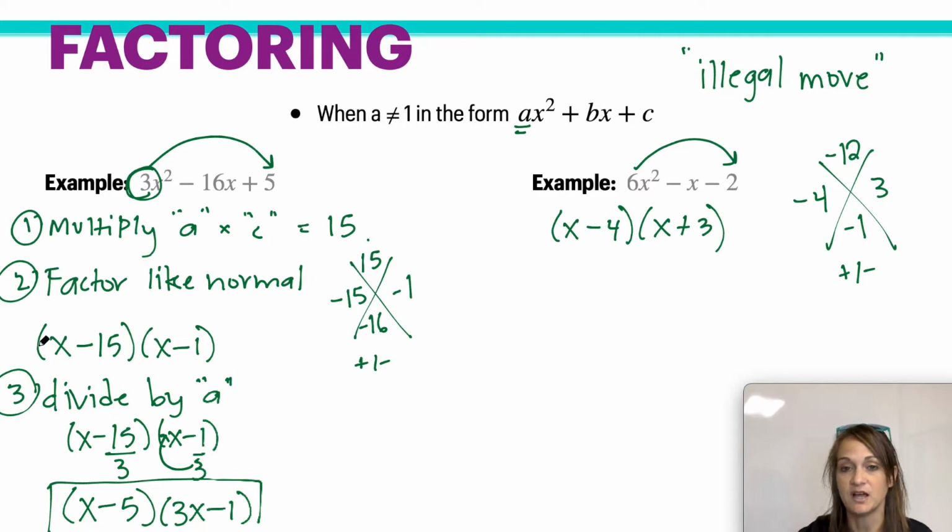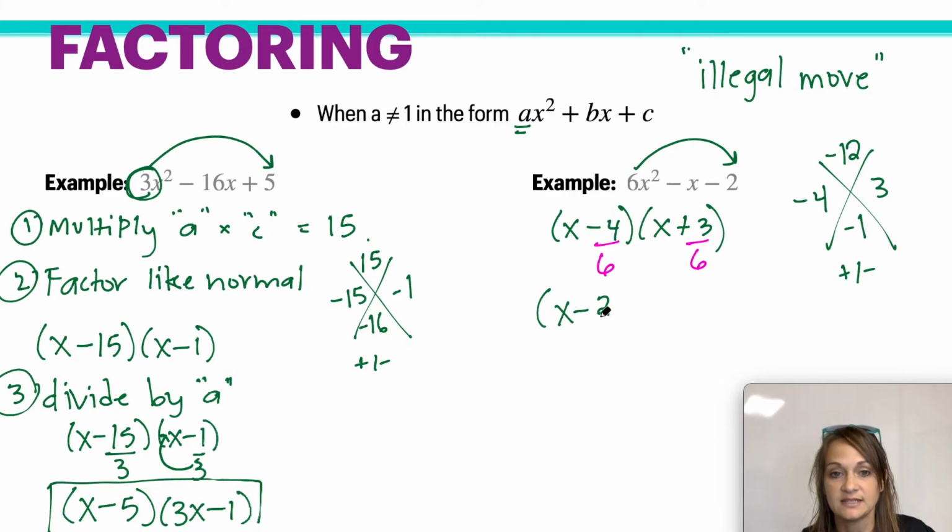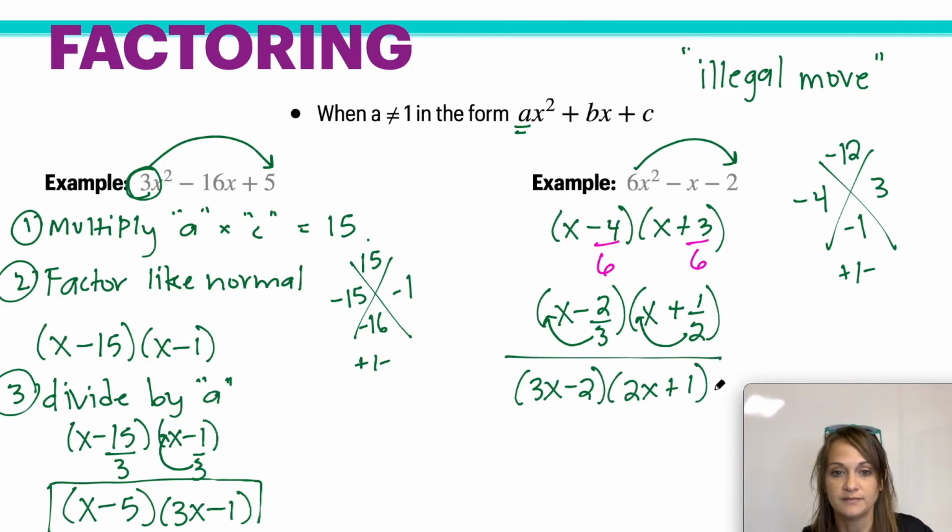Step 3, we now have to undo step 1. In step 1, we took the 6 and multiplied, and now we are going to do the opposite of that. So we are now going to divide by 6. Now you need to reduce first. 4 divided by 6 is 2/3, and 3 divided by 6 is 1/2. And now anytime you have a fraction that's left, throw the denominator in front of the x. So this would be 3x minus 2, and this would be 2x plus 1.